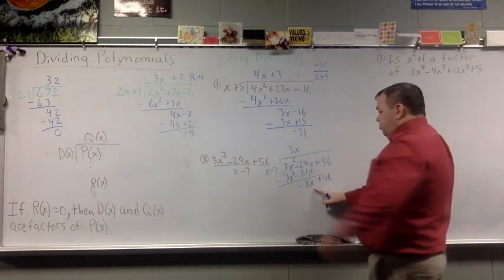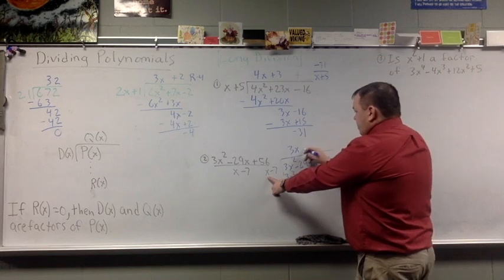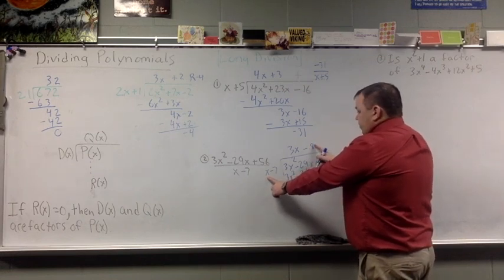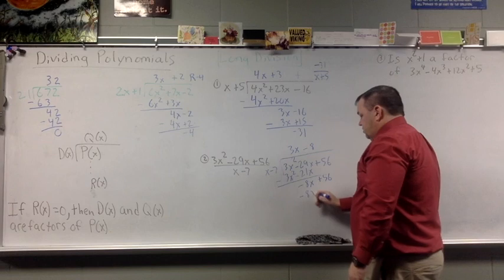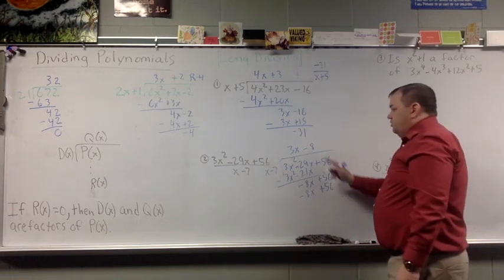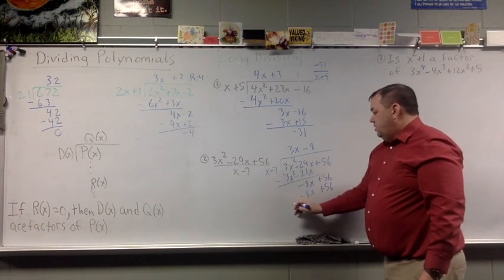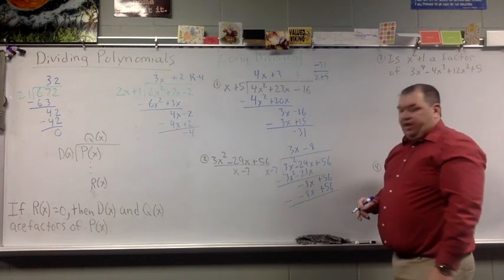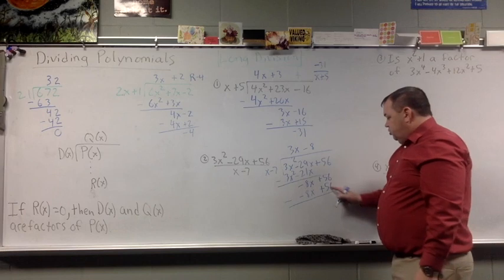I go back to that multiplication step. This is missing a negative 8. Negative 8 times x, and negative 8 times negative 7. So I multiplied, then I subtract. And this one shapes up really well.